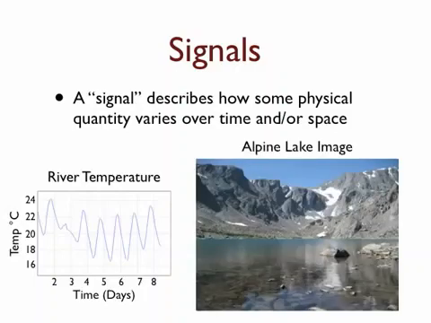Now, on the other hand, if we look at an image, we have a signal that varies with respect to space, because at each coordinate in the image, there's a color that reflects the frequency of the light at that coordinate. So in that image, the color changes as we change position within the image.